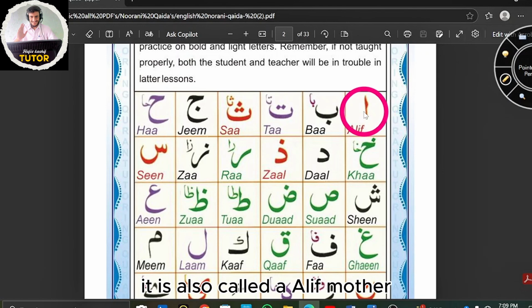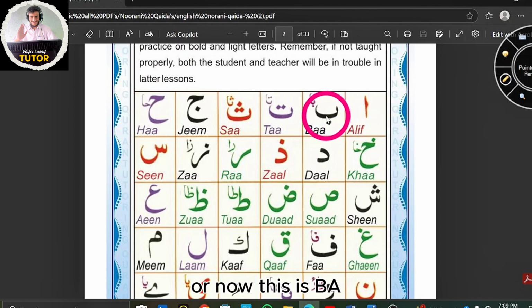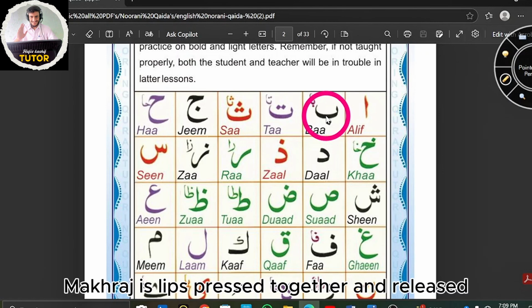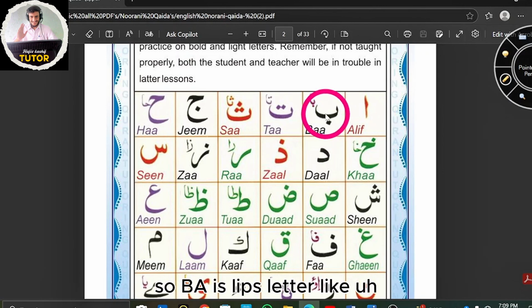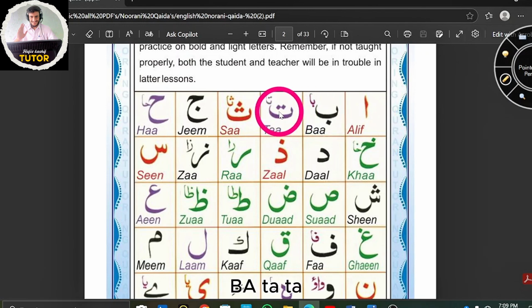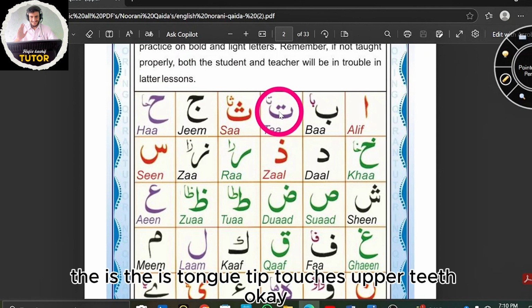It is also called alif madda letter. Now this is ba. Ba makhraj is lips pressed together and released. So ba is a lips letter. Say ba. Ba. Ta. The makhraj of ta is the tongue tip touching the upper teeth.